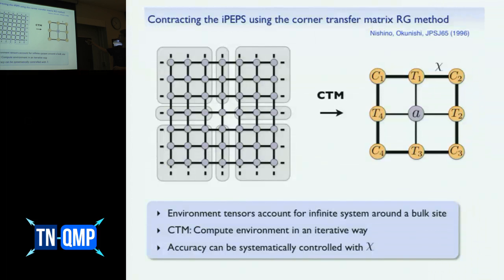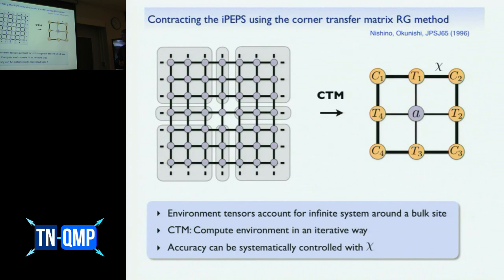And this C1 here, in the end, takes into account this infinite upper left corner of the system, so the thing which is shaded in gray here, then T1 takes into account the infinite half column shown here, and so on, right? So this environment tends to really account for the infinite system surrounding this center site here. And again, the accuracy can be controlled by this boundary dimension chi here, which controls the accuracy of this environment. Now the idea of the CTM, or the goal, is to construct these environment tensors in an iterative way by letting the system grow in all directions.